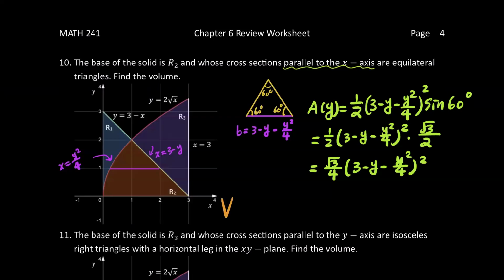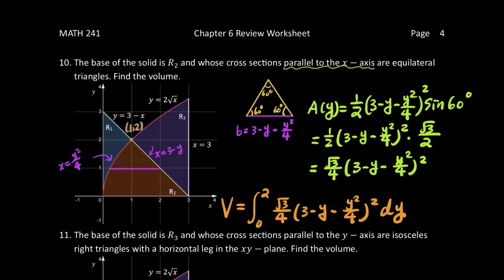Okay, and the volume now goes from bottom up, from 0 to 2. And you stick in the area function. And then finish with dy.